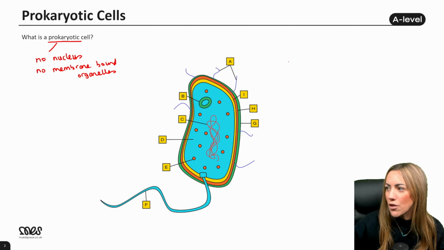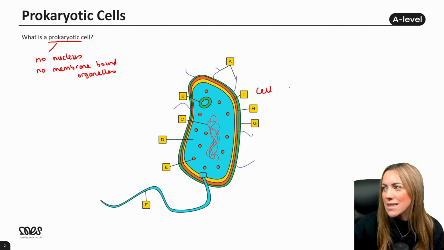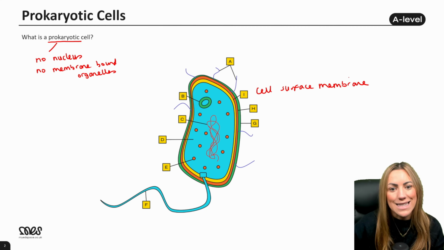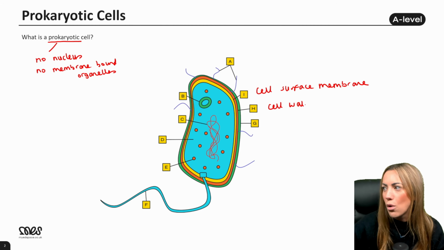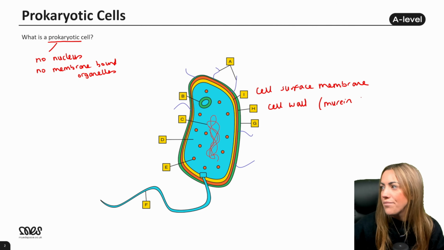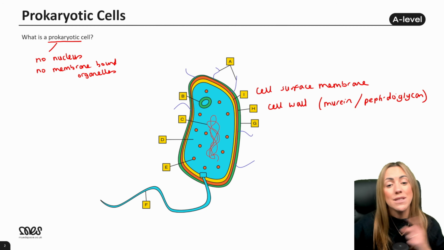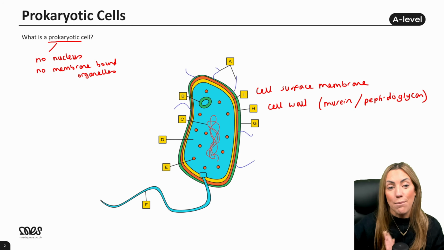Let's label. So if we start over here, I is pointing to the inside layer of 3. So this is going to be the cell surface membrane or the plasma membrane. H is pointing to the second layer of 3. So this is going to be the cell wall, which, by the way, is not made of cellulose in a prokaryotic cell. It's actually made of something called murein, or an alternative, we can call it peptidoglycan. So it's a different molecule. It is not made of cellulose, and that's one of the differences that you could give between a prokaryotic cell and a eukaryotic plant cell.